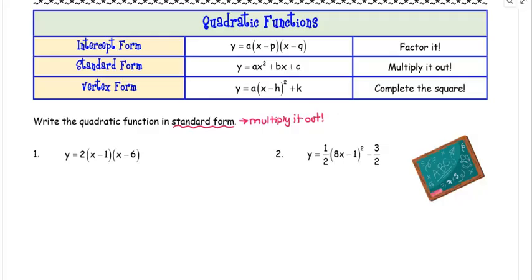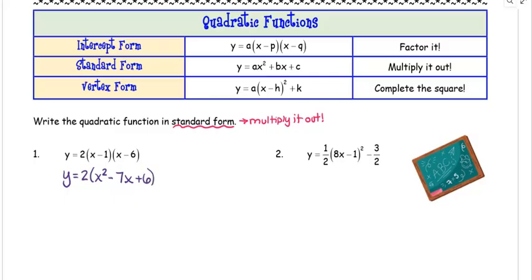All right, so looking at number 1, I have that in intercept, in factored form, right now. y is equal to 2 times x minus 1 times x minus 6. I want to start by FOILing this together. So 2 times x is going to give me x squared. The outside is negative 6x. The inside is negative 1x. So that's going to give me a negative 7x. And then negative 1 times negative 6 is going to give me a plus 6.